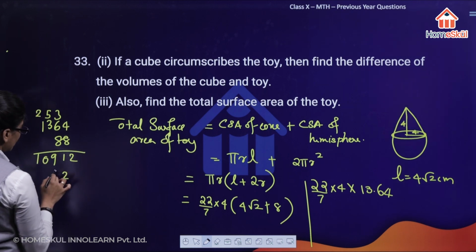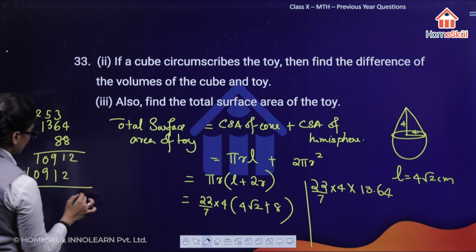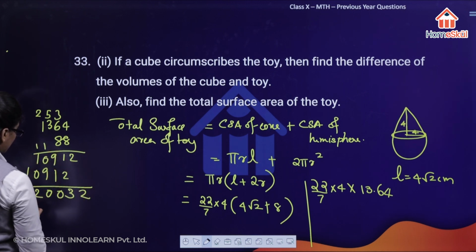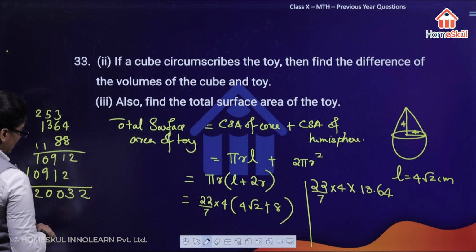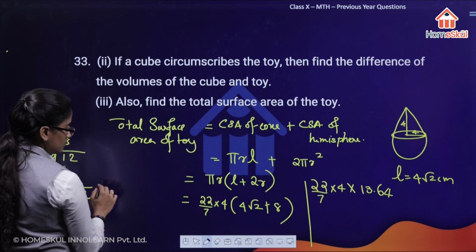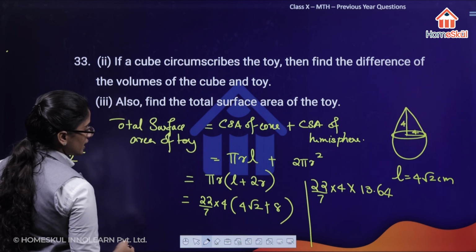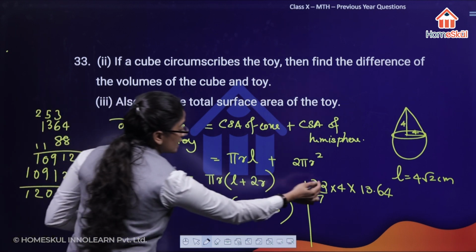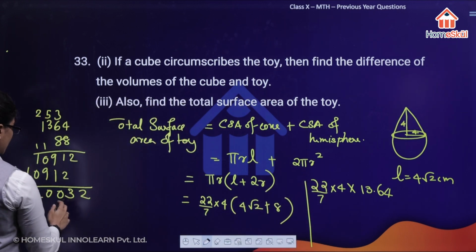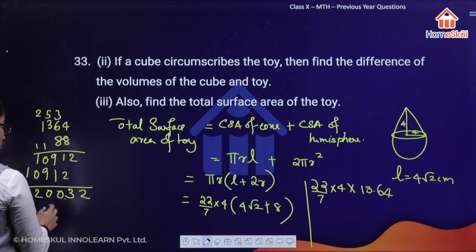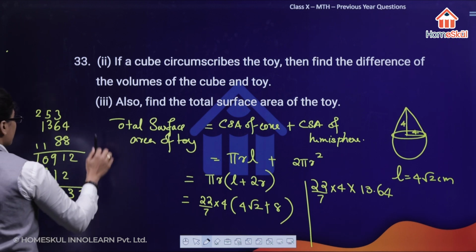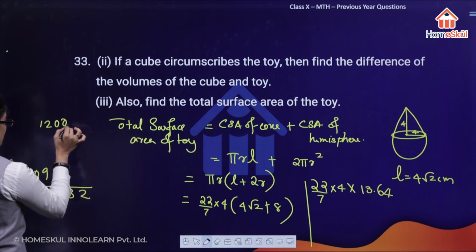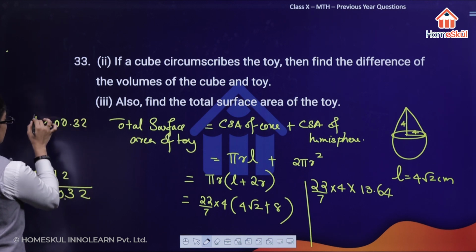So, we have multiplied 88 times 13.64, which will be 1200.32, divided by 7.